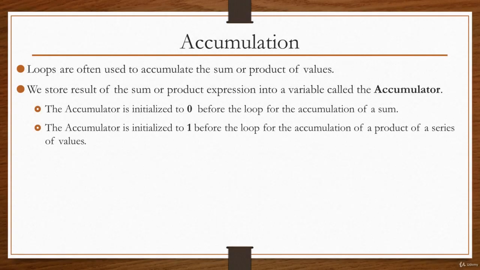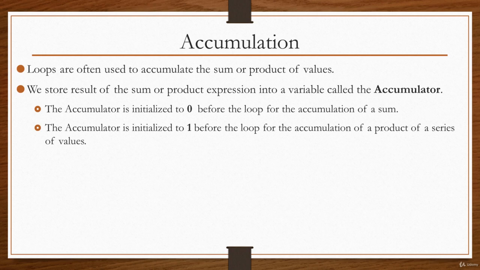Okay, let's talk about accumulation next. Now loops are often used to accumulate the sum or product of values. So this could be integers or floats, and we can even add strings together, for example. Now we store the result of the sum or product expression into a variable called the accumulator. The accumulator is initialized to 0 before the loop for the accumulation of a sum. So if you want to add a bunch of integers together, for example, then you set the accumulator to 0, of course.